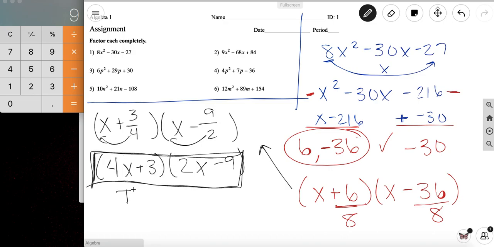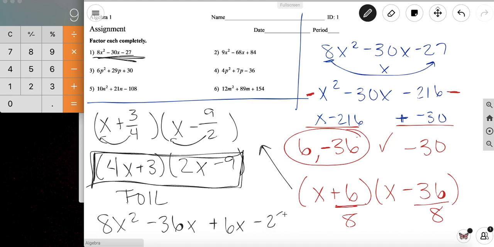Because when I check my answer by foiling, I should get back to my original problem. And when I do this, I get 4x times 2x, which gets me 8x squared. 4x times negative 9 gets me negative 36x. 3 times 2x gets me a positive 6x. Positive 3 times negative 9 gets me negative 27.